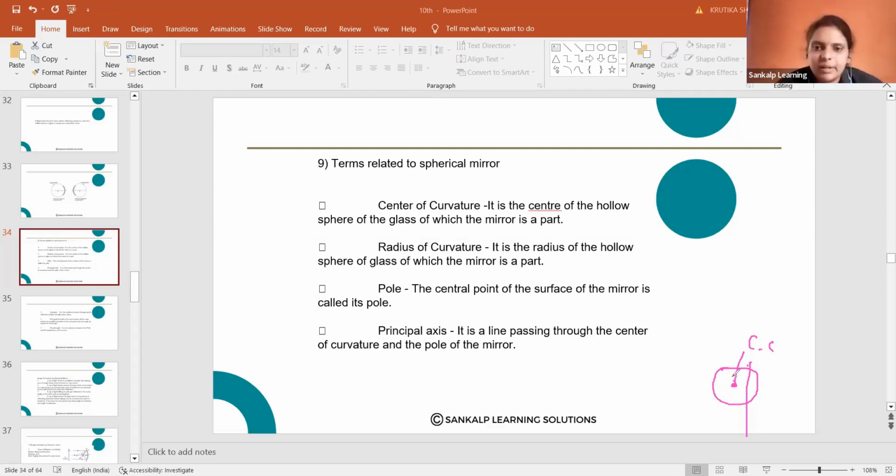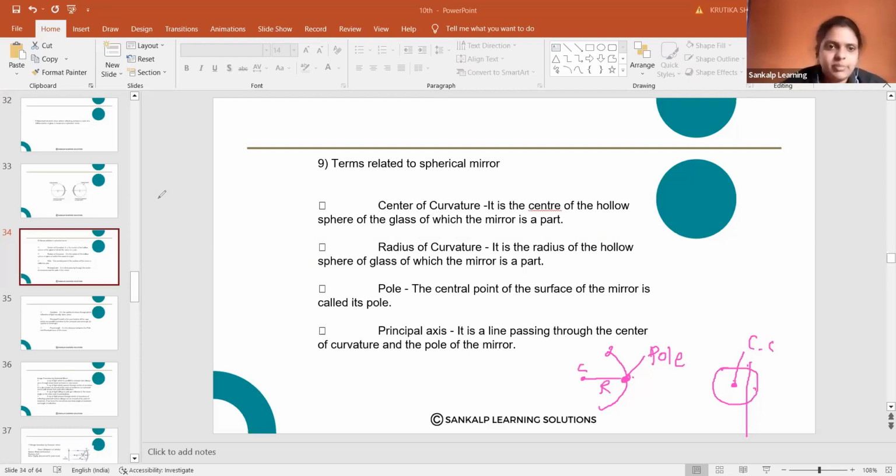Yes. Then the radius of curvature. Before going to define the radius of curvature, I'll explain to you about the pole. If you consider this is a concave mirror, the center of this concave mirror is called as what? It is pole. The center of the concave mirror is called as pole. Then the distance between the center of curvature and the pole is called as radius of curvature.